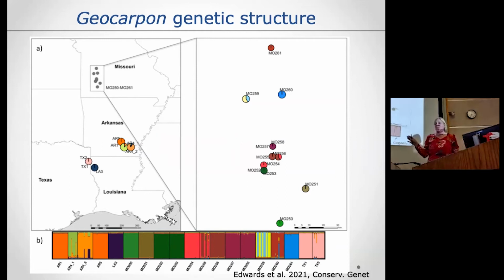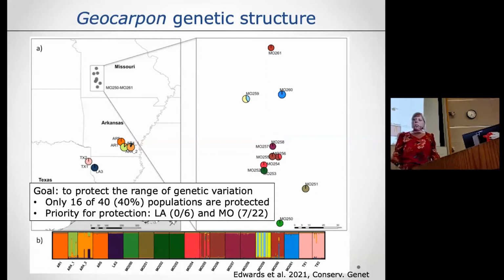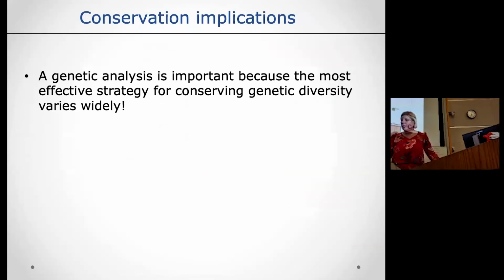So essentially the way genetic variation is structured in this species is every single population is genetically unique. So in order to conserve this one, you basically have to protect every single population if you want to do a good job of conserving their genetic diversity. And for this one, the recovery plan for delisting states that you need to protect the range of genetic variation. And right now, only about 16 of the 40 populations that we know of are protected. So essentially about 40% of the genetic variation is conserved. So once again, probably not a good candidate for delisting yet, since they haven't met the recovery criteria. And there's a couple of regions: in Louisiana, 0 populations are protected, and in Missouri, only 7 of the 22 populations that they know of are protected. So those are the priorities for that species.